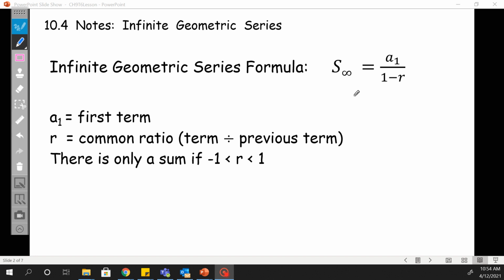However, this only exists if r is between -1 and 1. So r has to be a fraction between -1 and 1. It cannot be greater than 1, and it cannot be less than -1. If r is outside of that range, then the sum does not exist.